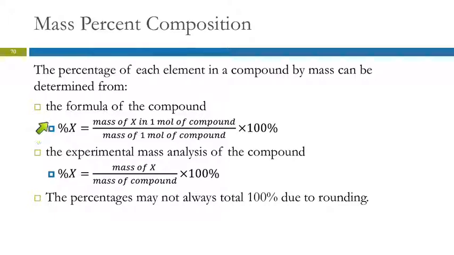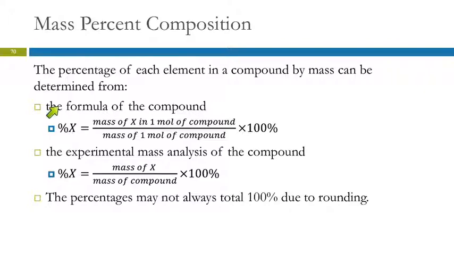So here's the formula for finding the mass percent of an element in a compound. The percent of X, whatever element you're interested in, is the mass of X in 1 mole of the compound divided by the mass of 1 mole of the compound times 100. If you don't multiply by 100, then you get the fractional composition, which, if it's asking you for percent composition, is not going to be correct.